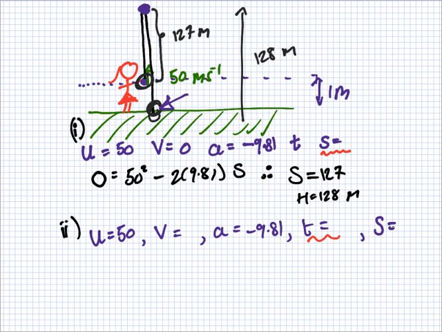127 plus 128. No. 128? No. I get students every year. I'll tell you, and you'll go, nope. Hold on to your seat. Get ready for this. The s is minus 1. Why is it minus 1? Where is it at the end compared to the start? It is 1 meter below the start. So the s is minus 1.